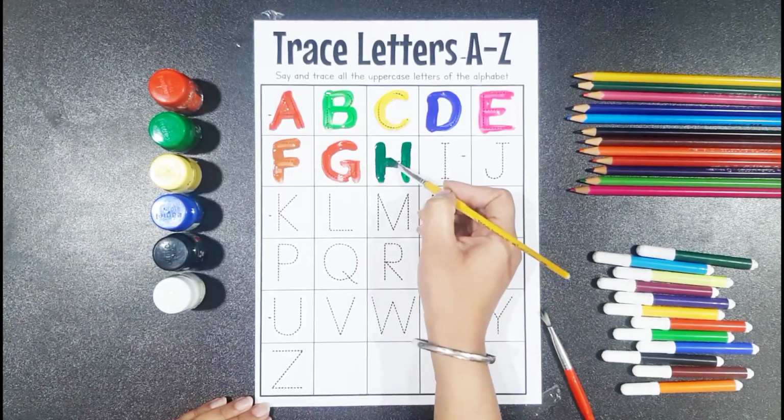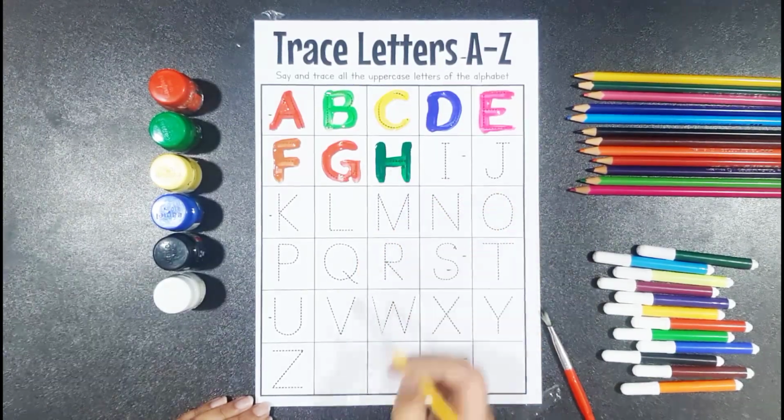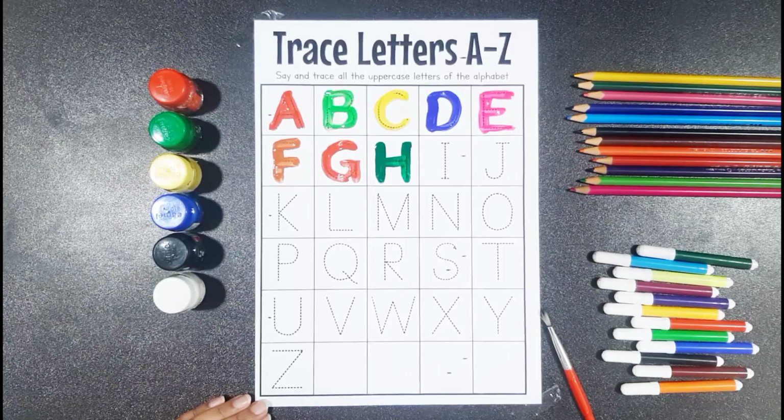H. Dark green color. H for hen. H for hen. Dark green color. H.